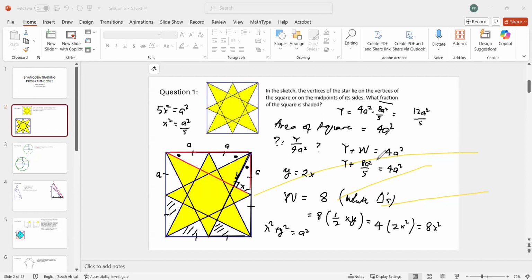So now that you've got the actual y, you can substitute here, and you will see that the question mark is the area. Sorry, I allowed myself very little space. The question mark is y over 4a squared. So you can see y over 4a squared is 3 over 5. So this is the answer. The area of this is 3/5.